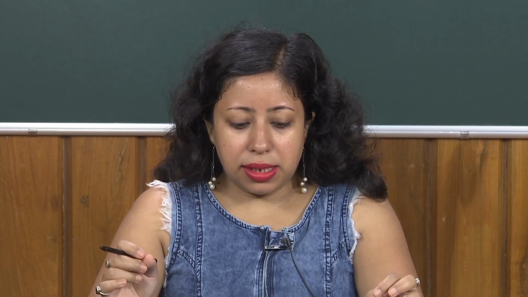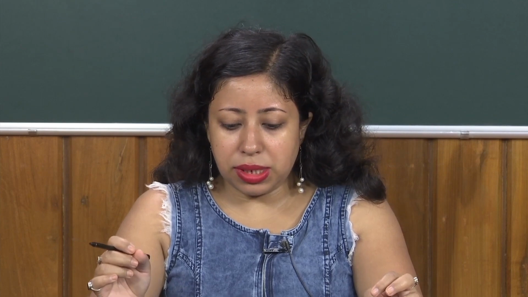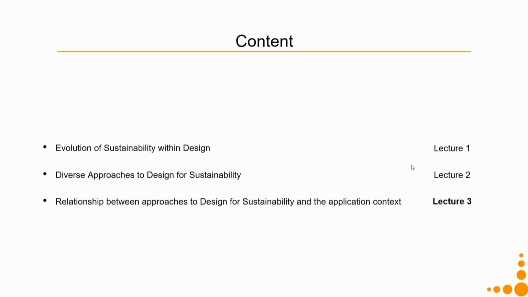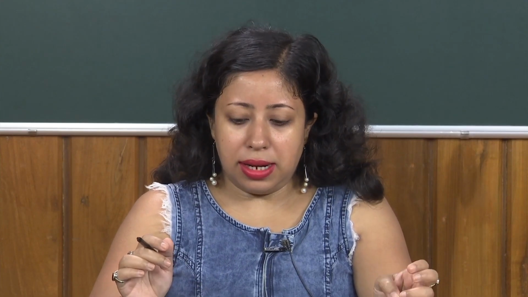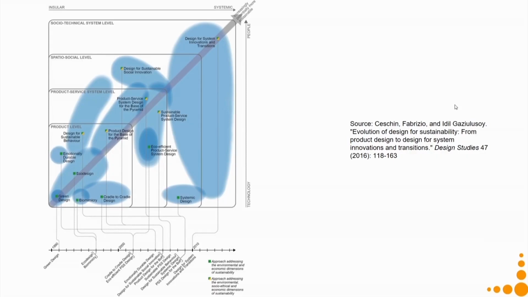So, what we will do in this particular lecture is look at the relationship between approaches to design for sustainability and the application context. We will take an example and try to see how diverse approaches can apply to a given problem context. As we discussed last week, design for sustainability can be approached at 4 different levels.